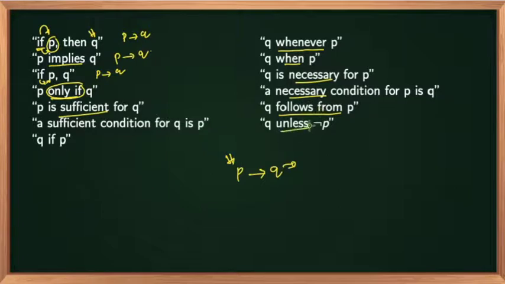Also the unless, okay. Apart from that, if you see here, Q if P, this P is after the if, so it should be written as P implies Q. You have Q whenever P, so P is after whenever, so you can write it as P implies Q. Q when P, so again here P is after when, so we can write it as P implies Q. Okay, so if you see the sentence Q follows from P, you see P is after follows from, right? So P implies Q.